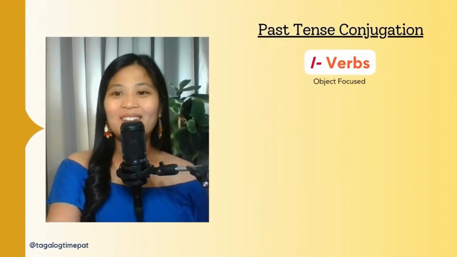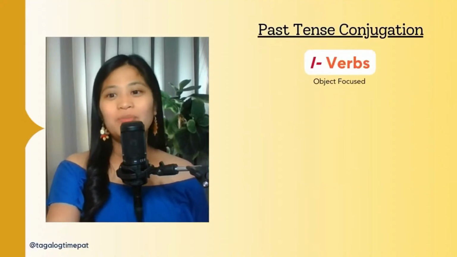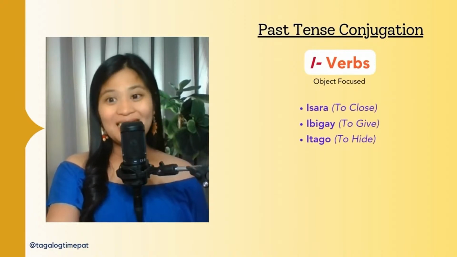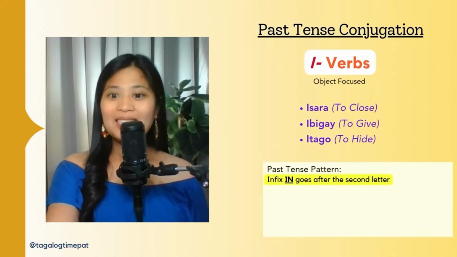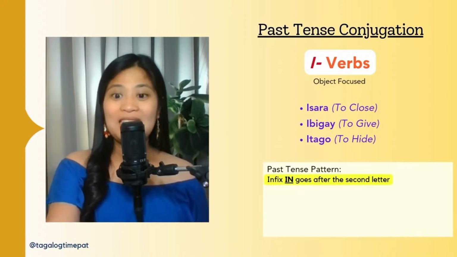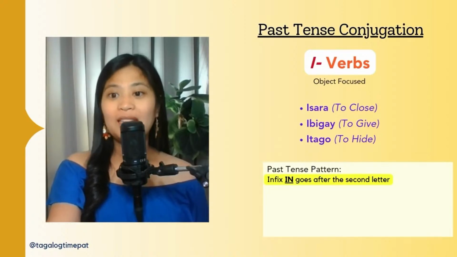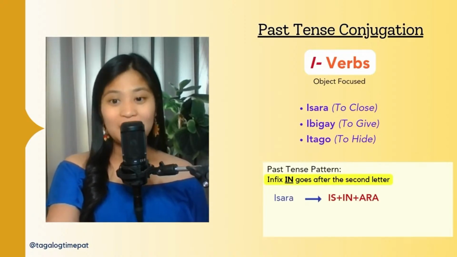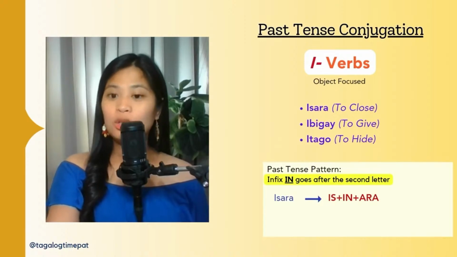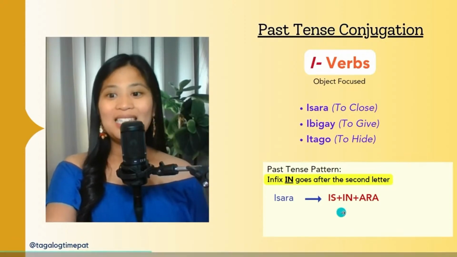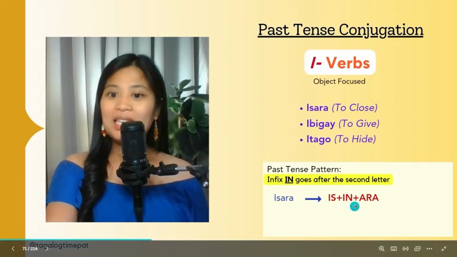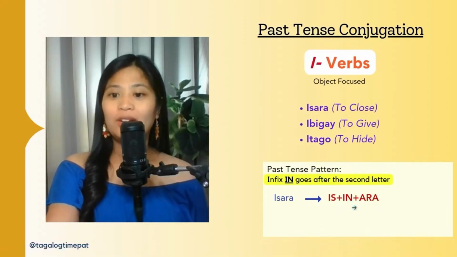All right, so now lastly, let's take a look at verbs. These are usually object focused, and here are some examples. Isara means to close. Ibigay means to give. Itago means to hide. In the past tense, the infix in goes after the second letter for verbs. So let's take a look at the word isara, which means to close. In the past tense, it becomes isinara. Isinara ko yung pinto. The in goes after the second letter.